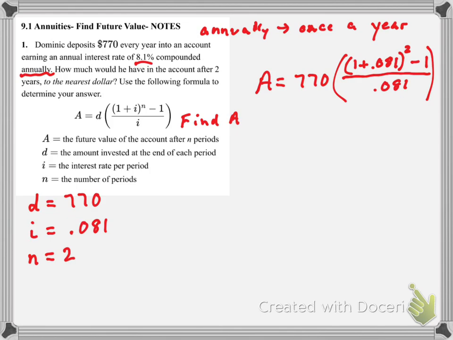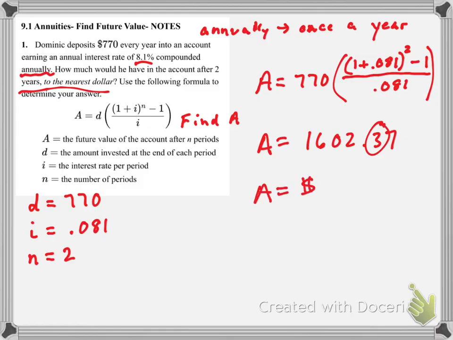Okay, so we get $1,602.37. Well, it says to the nearest dollar, so that's a whole number. So this is the only number I care about. So 3 doesn't do anything for me. So my final answer is $1,602. That is how much he will have in the account after 2 years.